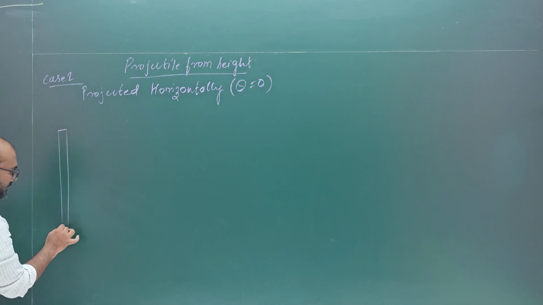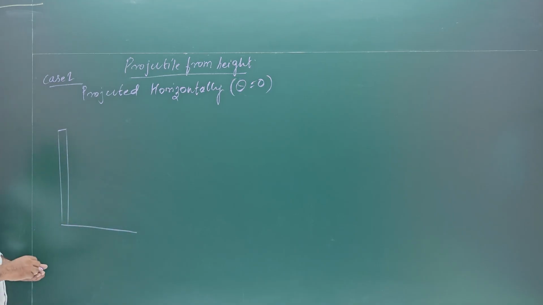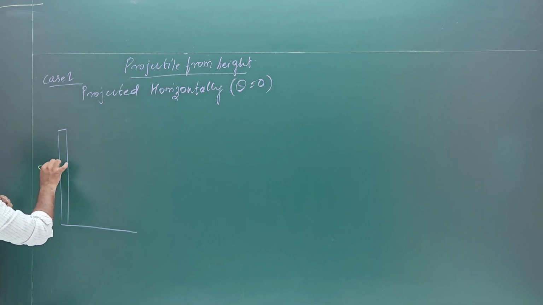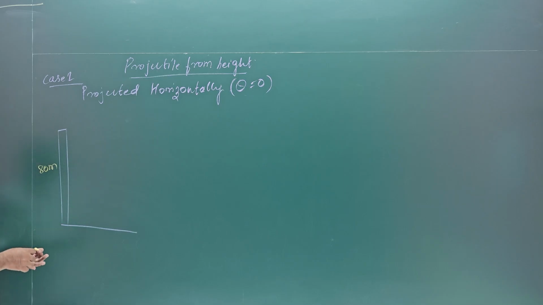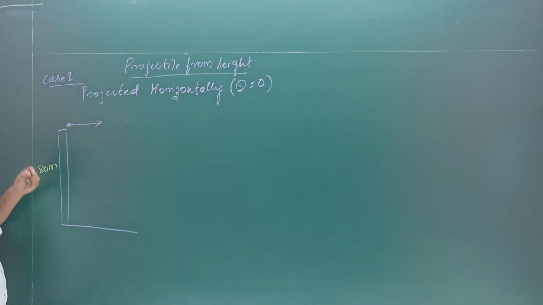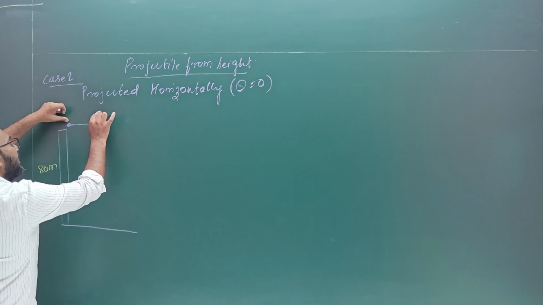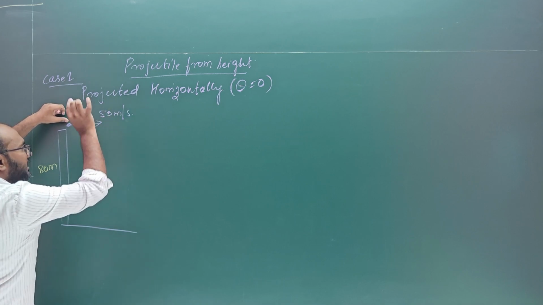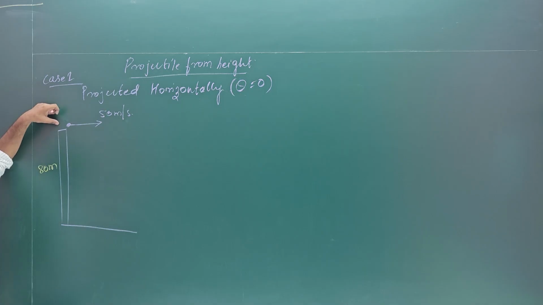Consider this is the height h. And let us take the values also. Why? Because I am not going to do one with normal and one with values. So consider the height of the building is given as 80 meter. Now if I project the object in this direction, what is the velocity along y-axis? 0. Very good. What is the velocity along x-axis? Let's say velocity along x-axis is given as 50 meter per second. So can I say that from a height of 80 meter, an object is being projected horizontally where theta is 0? Yes or no?